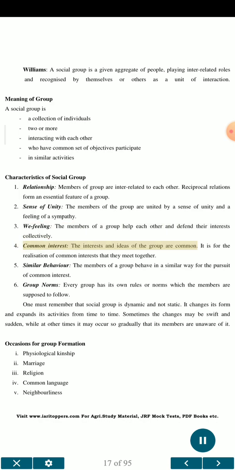4. Common interest. The interests and ideas of the group are common. It is for the realization of common interests that they meet together. 5. Similar behavior. The members of a group behave in a similar way for the pursuit of common interest. 6. Group norms. Every group has its own rules or norms which the members are supposed to follow.